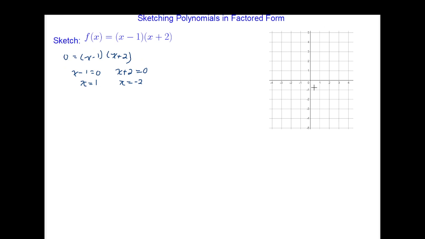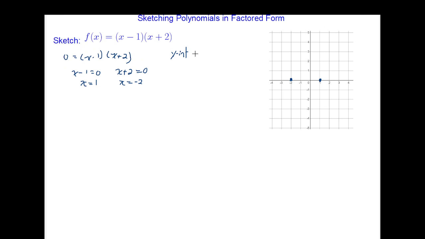We know that x is equal to 1, that's right here as our x-intercept, and x equals negative 2. We know that this is a parabola. We know that it opens up because it has an a value that's positive. So we have a good sense of what it looks like. If we weren't sure which direction it opens because we've forgotten, one of the things that we can do that's helpful here is to find the y-intercept.